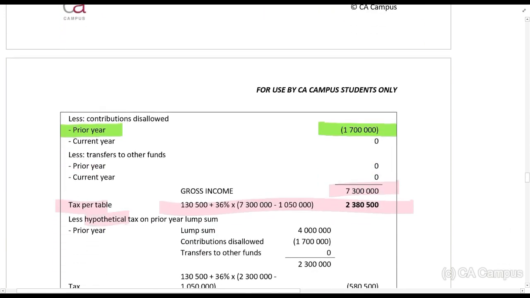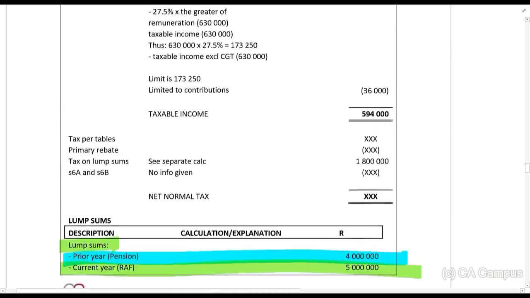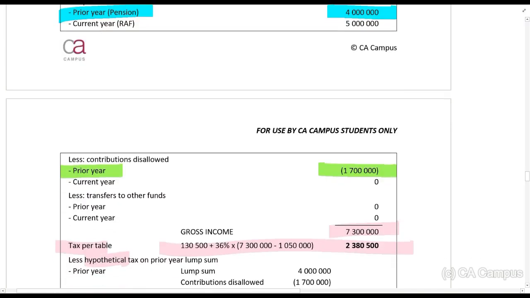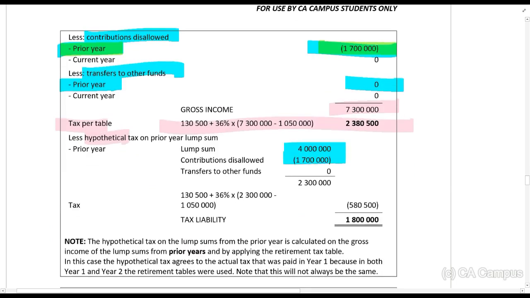Now, important. You go, now we have to do our hypothetical tax. So guys, see what you do for the hypothetical tax is you look for everything that was prior year. So prior year pension, 4 million rands. Contributions disallowed, prior year, 1.7 million rands. Transfers to other funds, prior year, null. Okay, so there we go. 4 million, 1.7, null. So basically what I want you to see is this calculation that you perform here for your hypothetical tax, that 2.3 million rands.